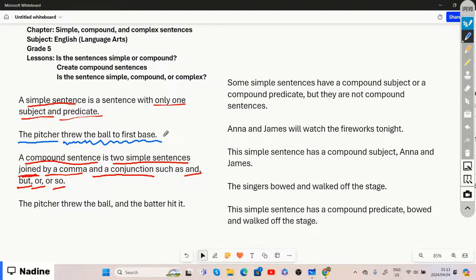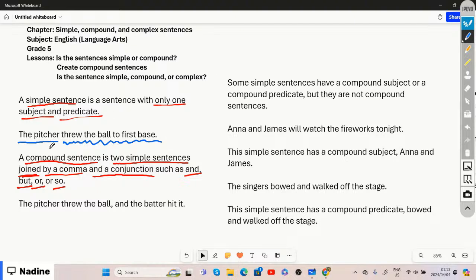And if we look at an example of the compound sentences, we are going to get to the complex sentence. So first the compound, let me just make an example of the compound sentence and then I'll explain the complex sentence.